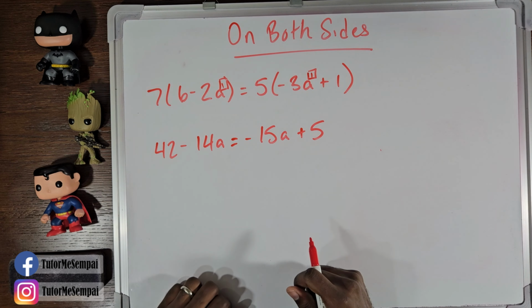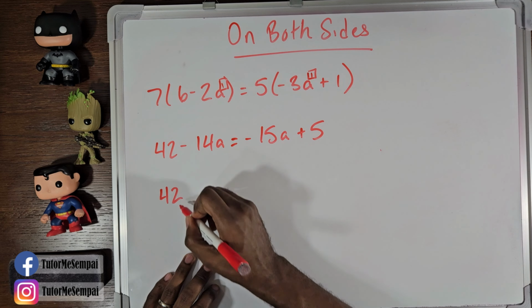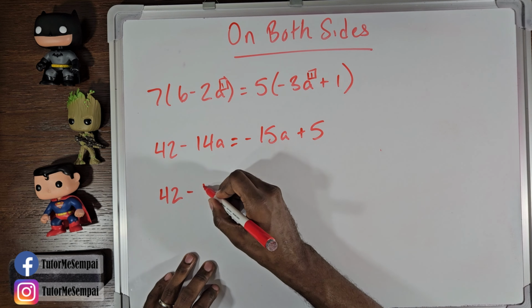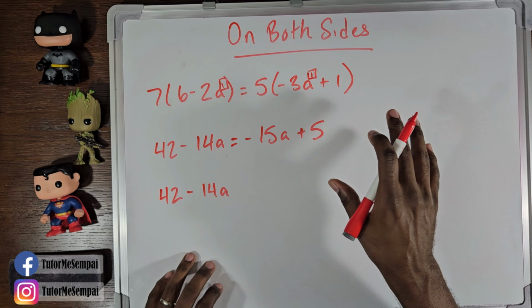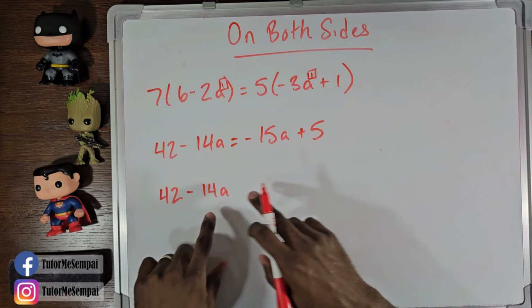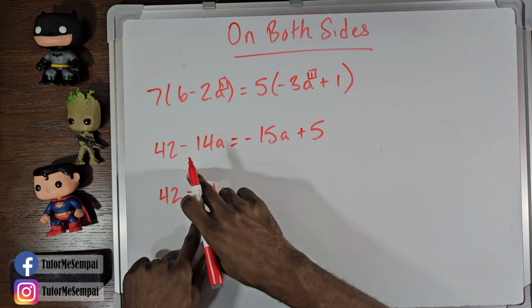So you have to pick a side. I'm going to pick the right side. All of my variables, or my a's in this case, are going to be on the right, and all my constants, once again, are going to be on the left. So I'm going to have a 42, and it's going to be minus 14a. I want to get everything that's a variable on this side. So I need to cancel this out. So you're going to be adding 14a.